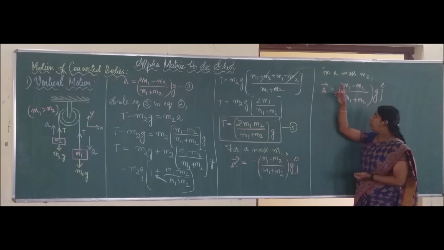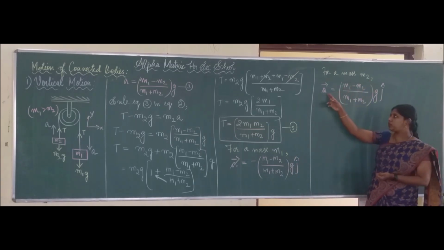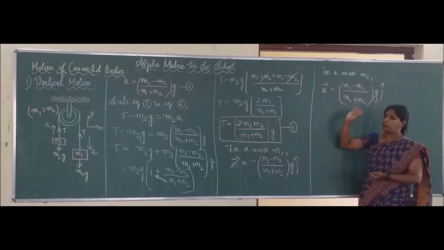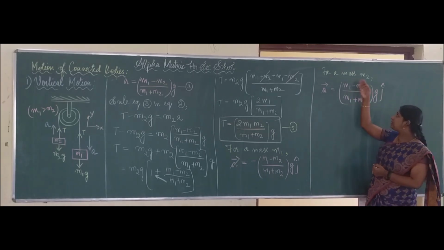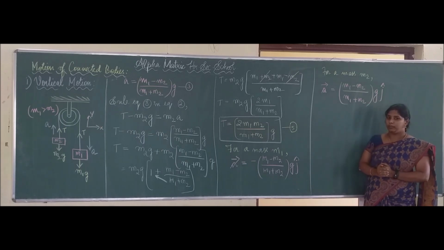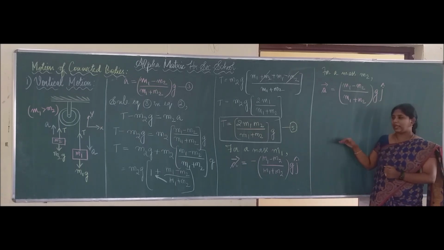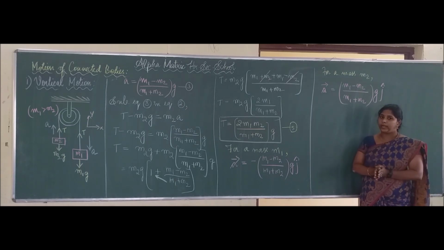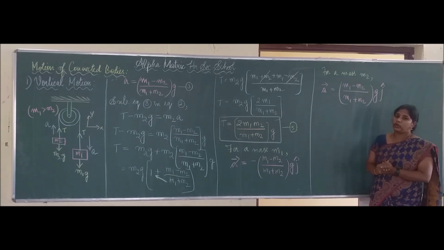So for a body of mass m2, the equation is: a vector equal to (m1 minus m2) by (m1 plus m2) into g j cap. Here it is a positive sign only, because for mass m2 the acceleration is acting along the positive y direction. So this is the equation for acceleration, with tension acting along the vertical motion.